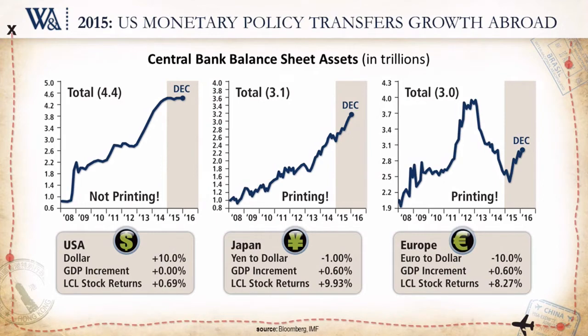The Europeans did reinitiate their quantitative easing process mid-year last year, so they printed money. Their GDP number went up. And if you were a European, investing in European markets in euros, you actually had about an 8.5% rate of return last year. So the US monetary policy exported economic growth and investment returns abroad. Aren't we generous?